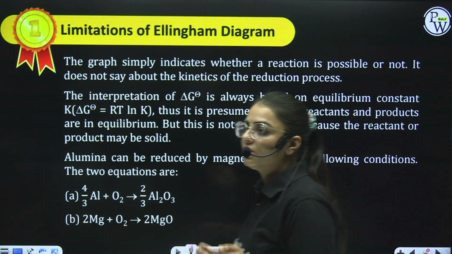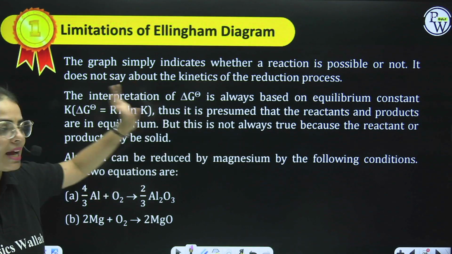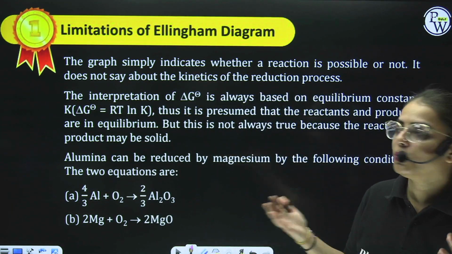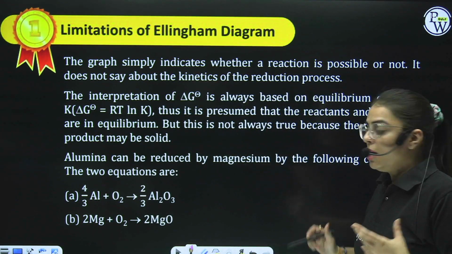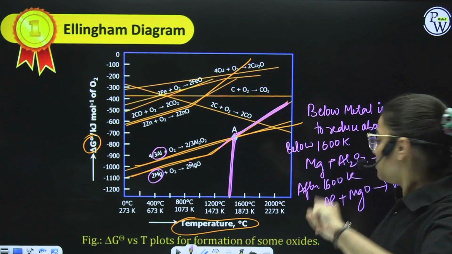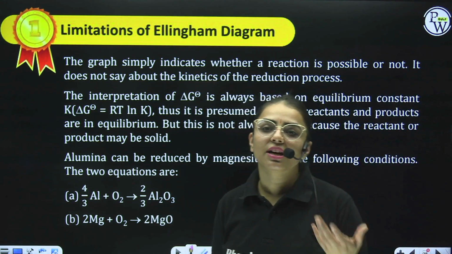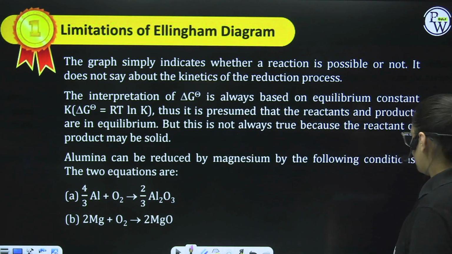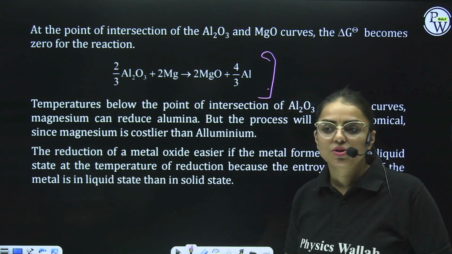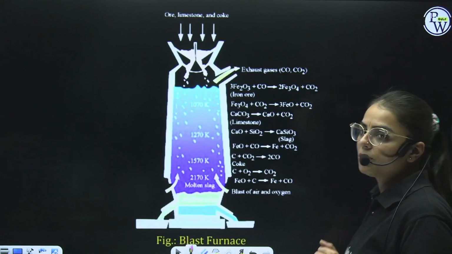What are the limitations? The limitation is that it was not able to explain the kinetics of a reaction, the rate at which a reaction takes place, or whether it is first order, second order. It is not able to explain that. Moreover, whenever you see a phase change from solid to liquid, or a slope change, there occurs equilibrium. They are saying that in solid particles, equilibrium does not attain, so this is again wrong, and it cannot explain that part. I have already explained that magnesium is going to reduce aluminium oxide. Clear, students? This was about the Ellingham diagram.